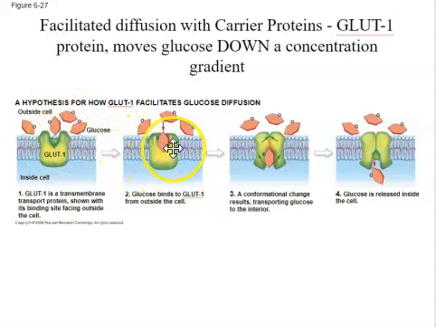That triggers a change in the shape of the GLUT1. It then flips and drops a glucose off on the inside of the membrane. And so all of this is driven by a concentration gradient, and it involves this protein GLUT1.